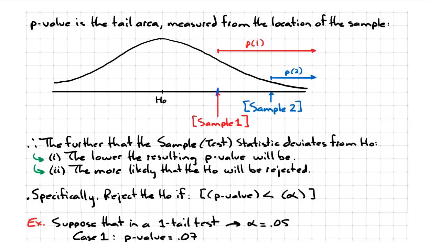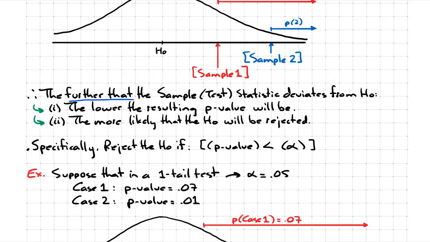And you can see that as the sample deviates further away from the null, then the resulting p-value or tail area would be even smaller. So the first thing we notice is that the smaller the p-value or the tail area, it would indicate the larger deviation away from the null statement. So let's formalize this discussion. So the further that the sample statistic deviates from the null, the lower the resulting p-value will be.